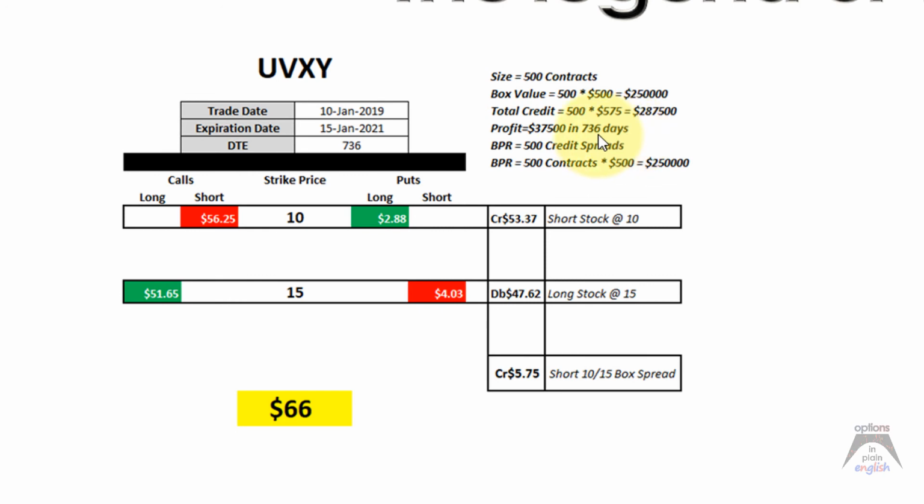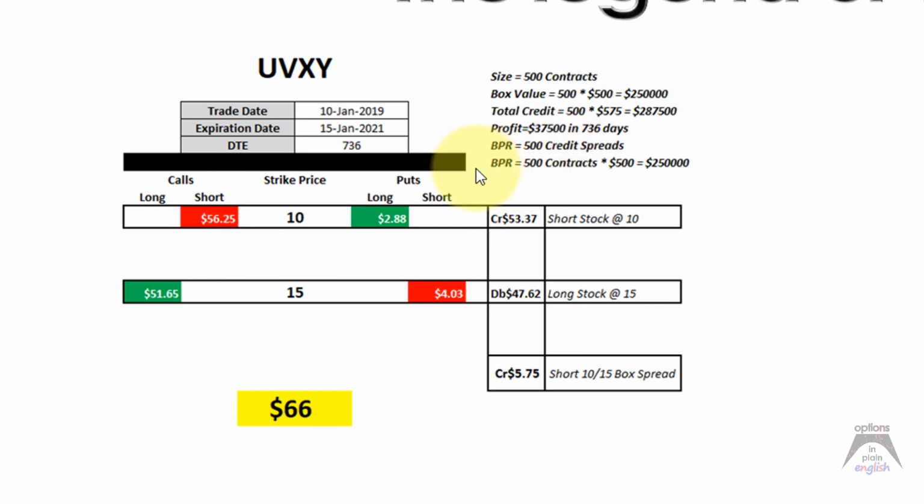So the profit would be 37.5K in 736 days. The buying power reduction is for 500 credit spreads. One credit spread uses 500 because that's the max loss, so 500 of them use 500 times 500, which is 250,000. He collected 287,500, so he doesn't need any additional capital. The credit is more than the buying power he needs, so this trade is fine.